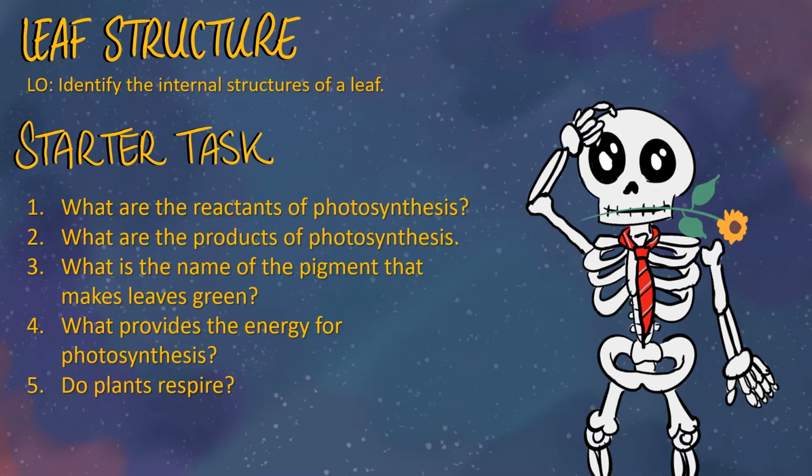Okay, number 1, what are the reactants for photosynthesis? So the reactants for photosynthesis, so they're the things that react together, they're on the left side of the arrow in the equation, that is carbon dioxide and water.